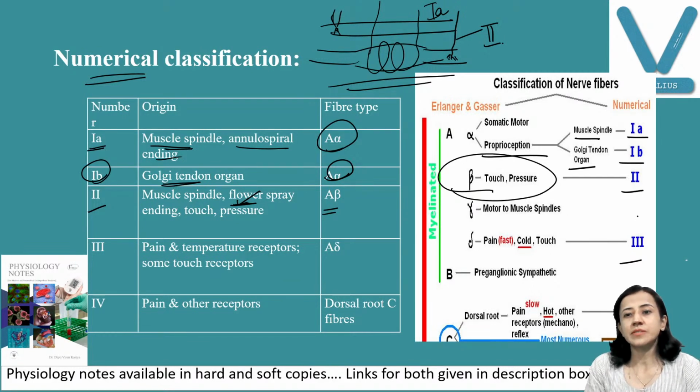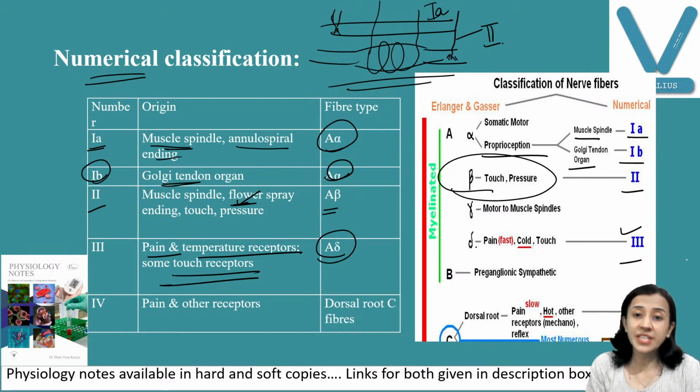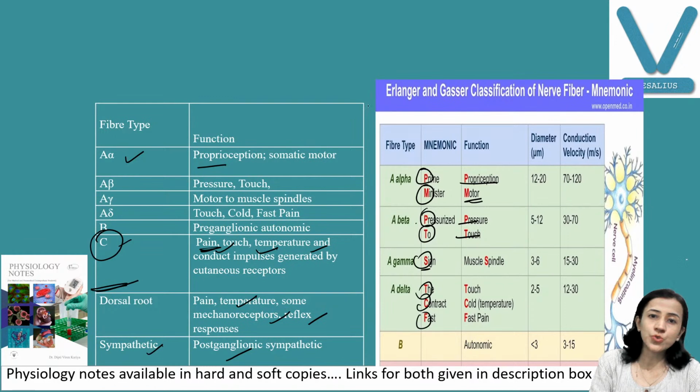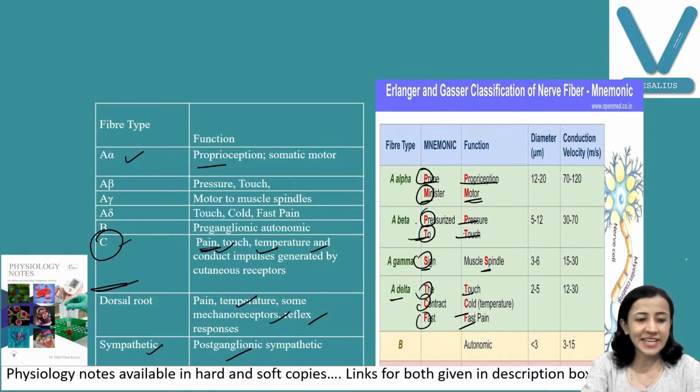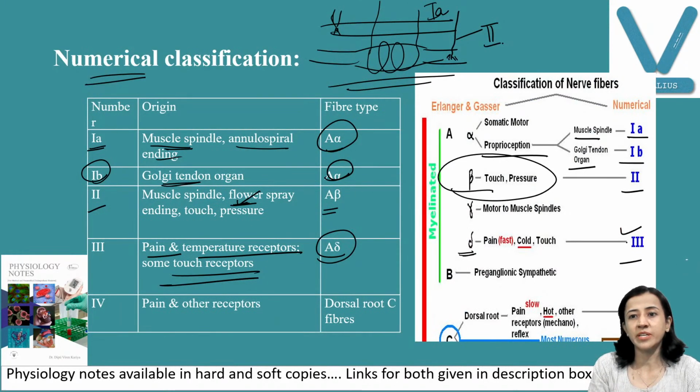Okay, then comes number 3, that is A delta, and they carry pain and temperature sensation as well as some of the touch fibers, same as we have discussed with the A delta. If you cannot remember, I repeat the mnemonic which we have used: A alpha, prime minister means proprioception, motor. Pressurize, pressure and touch, that is beta. Gamma, muscle spindle. A delta, touch, cold and fast pain. So A delta here is equal to your number 3.